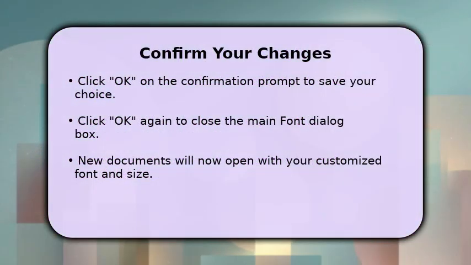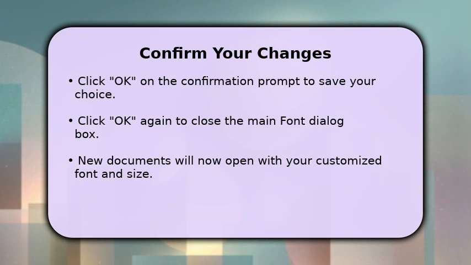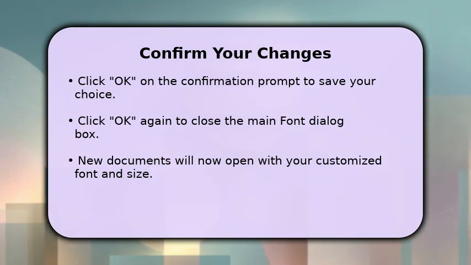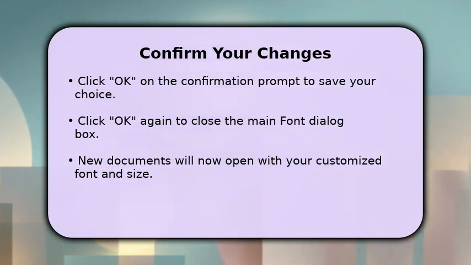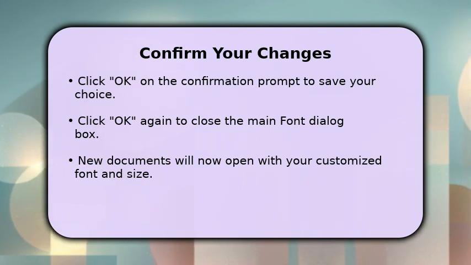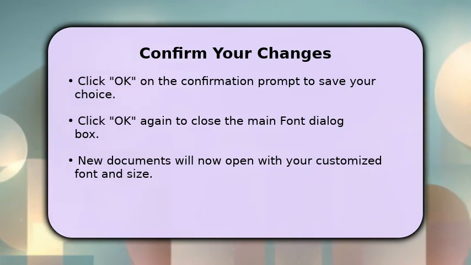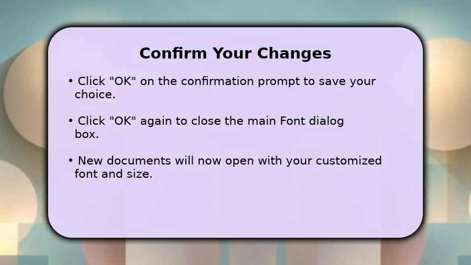universally. Finally, click OK on the confirmation prompt to save your selection for all new documents. Then, click OK one more time to close the font dialog box. Now, every new Word document you create will automatically use your chosen font and size, such as Arial 14-point. This simple adjustment significantly enhances your document creation workflow, making it more efficient and personalized.